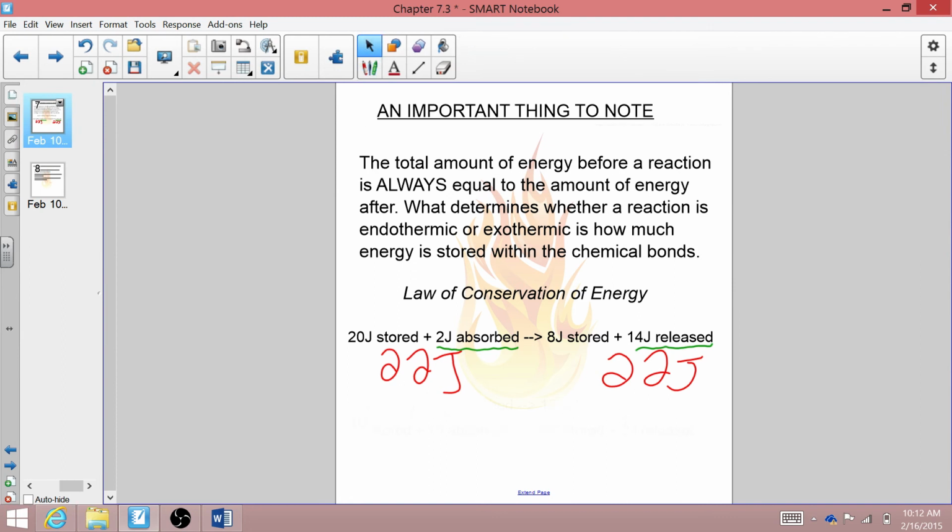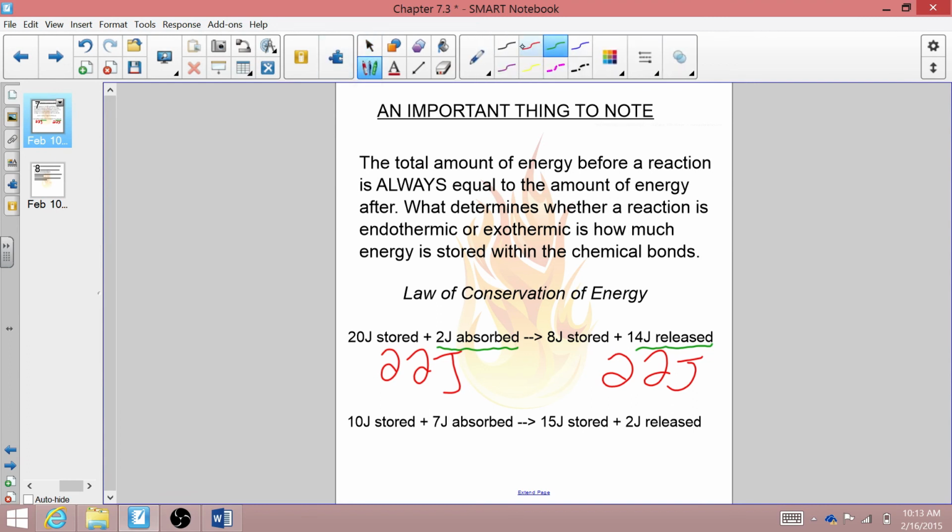Another example is, let's say we have 10 joules of stored energy in the beginning, and it absorbs 7 joules of energy to break those reactant bonds. And in the end, we have 15 joules of stored energy, and only 2 joules are released. Now, if we look at our totals, we have 10 plus 7, so we have 17 joules of energy to begin with. 15 plus 2 is also 17 joules of energy. So we start and end with the same amount of energy, always, always, always.